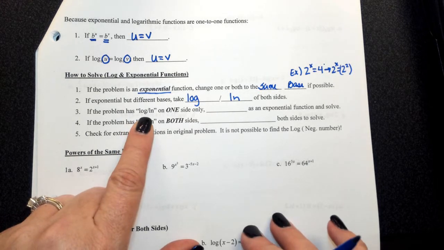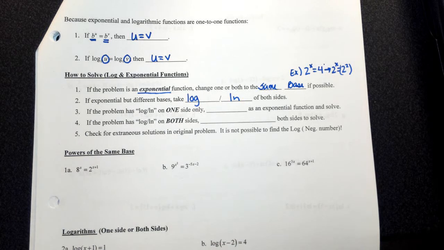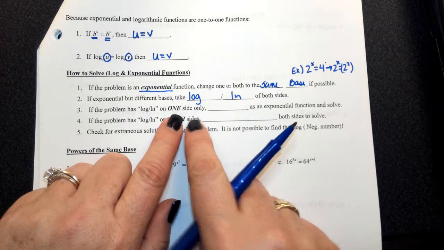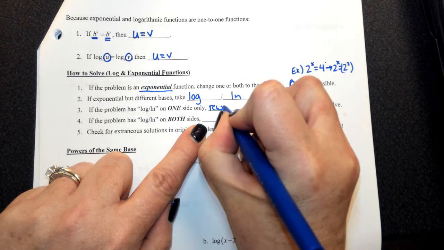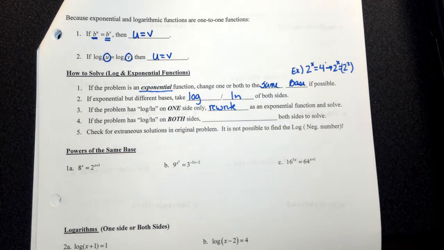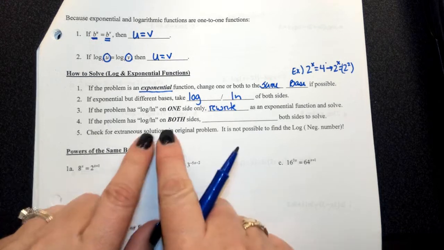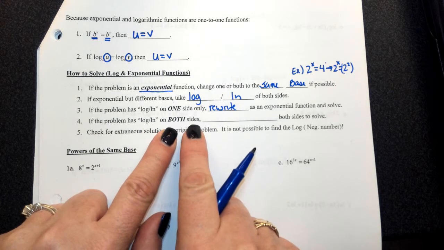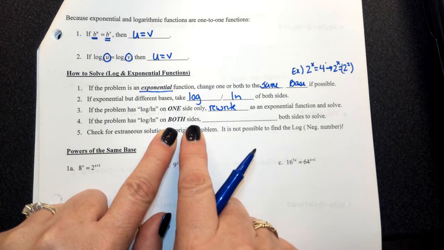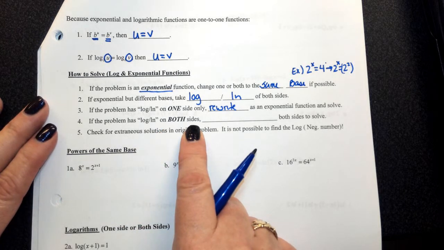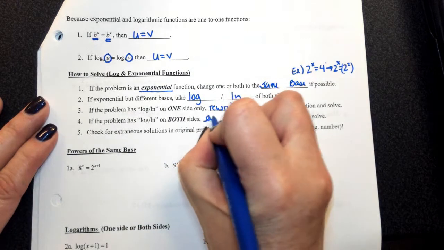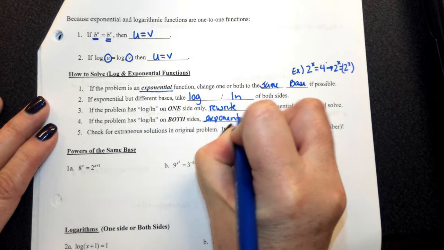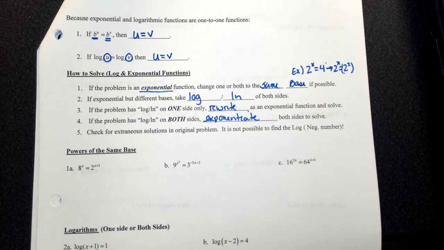If you have a log equation, that's pretty obvious, and there's a log only on one side, rewrite it as an exponential function. You had practice doing that last night for homework. Take your log and change it into exponential form. If there is a log on both sides, then you're going to exponentiate both sides to solve.